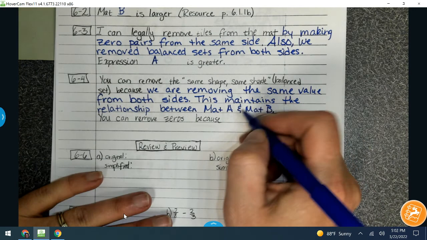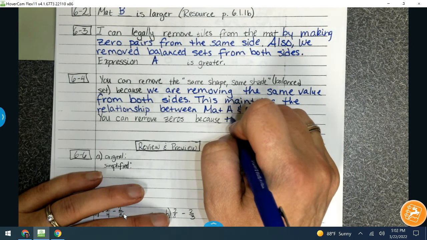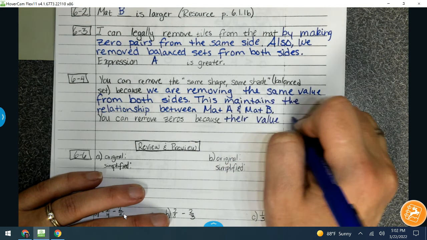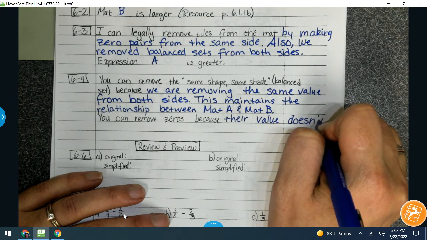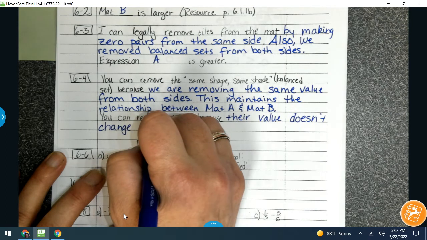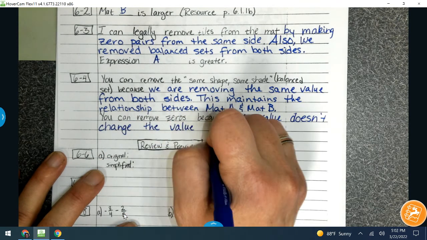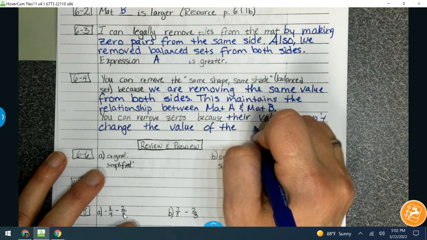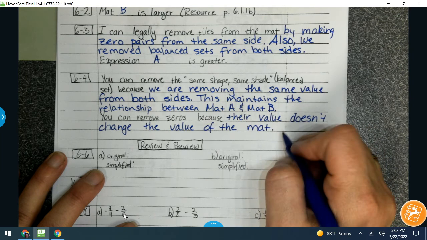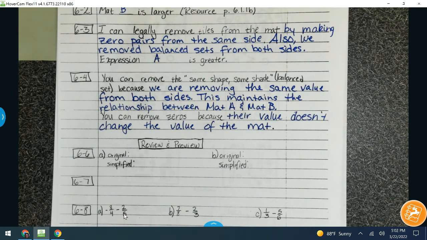We can remove zeros because their value doesn't change the value of the mat. Which again, because it doesn't change that value of the mat, in that case mat B, that relationship between mat A and B still stays the same.